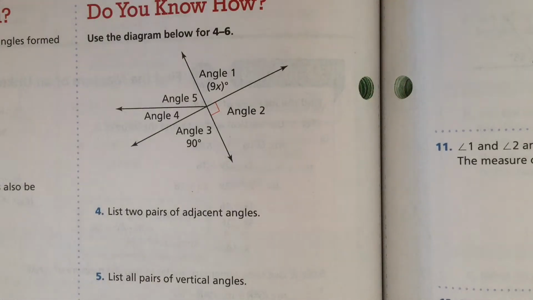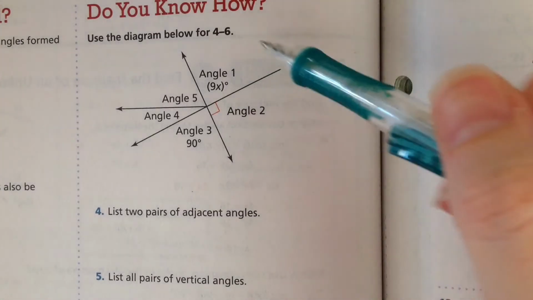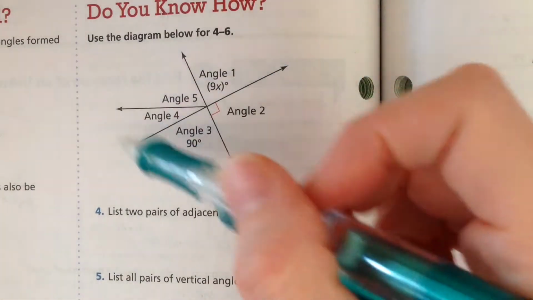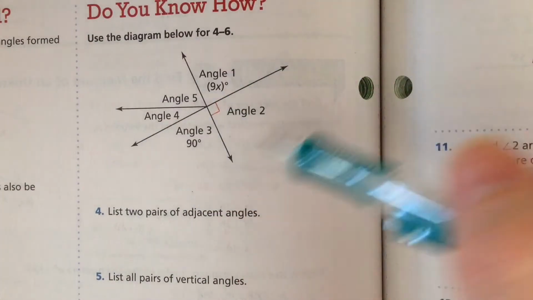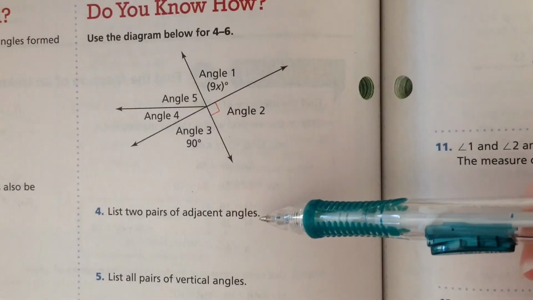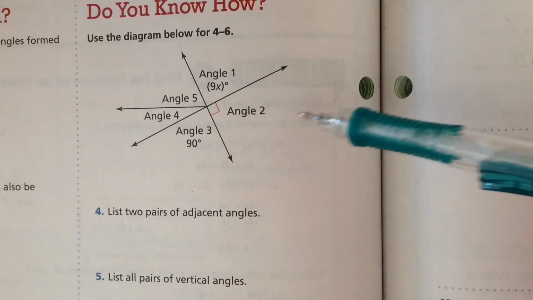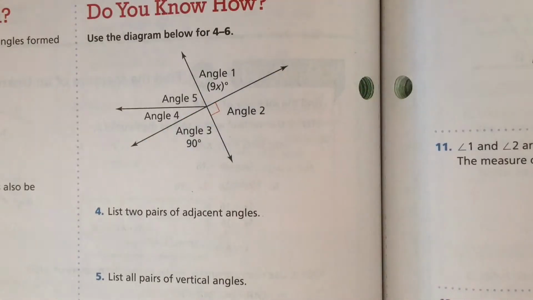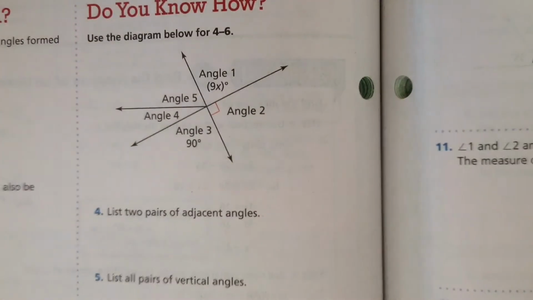Okay, let's do a couple of examples relating to vertical angles and adjacent angles. So this comes right out of your textbook. So we've got this diagram below. It looks a little bit different than the one that I just did in the example. The first question says list two pairs of adjacent angles. There are a lot of adjacent angles here, but it's only asking you to list two of them.